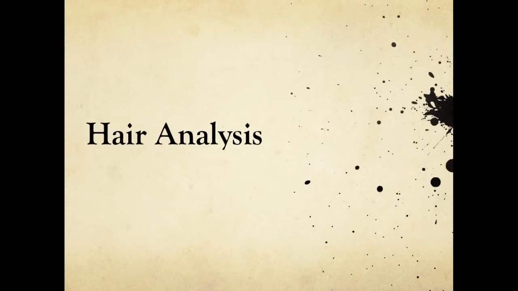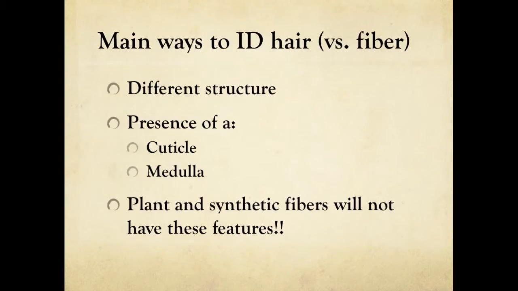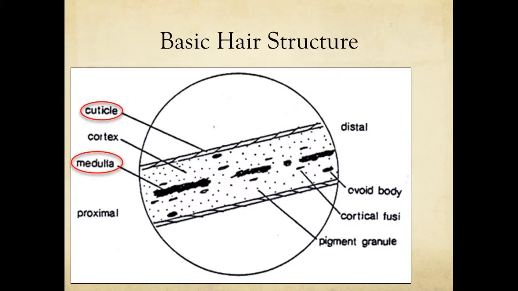Let's start with hair. I want to begin by explaining some of the major ways to distinguish hairs and fibers using microscopic analysis. Hairs have distinct structural features that make them very visually distinct from fibers. When you look at a hair under a microscope, you will immediately see the cuticle and the medulla, which would not be present on a plant fiber or synthetic fiber. This image shows you the basic structure of a hair.